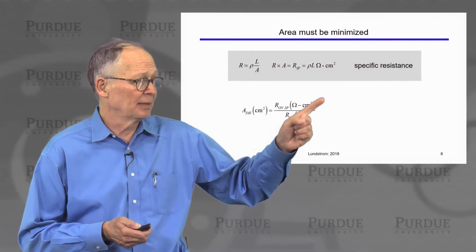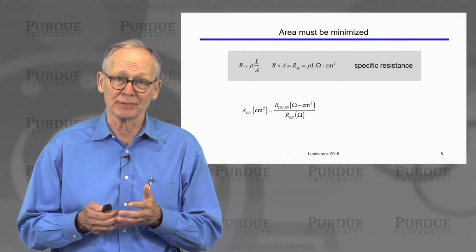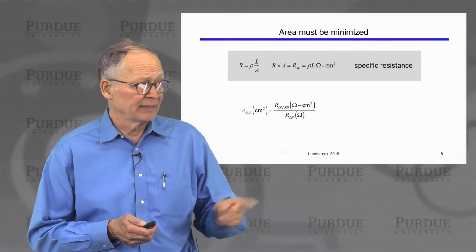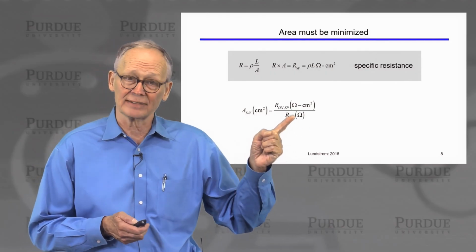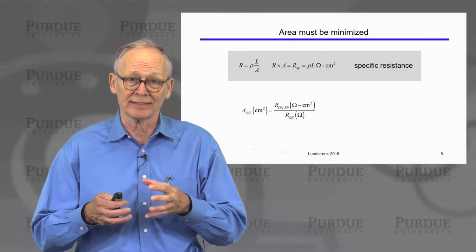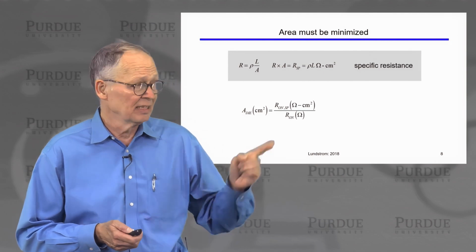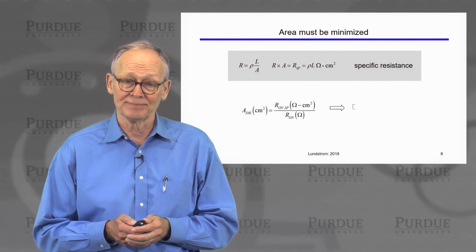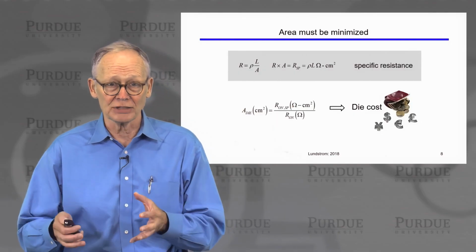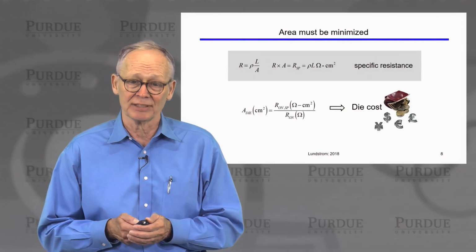So if I have some technology that gives me a certain specific resistance, the units of specific resistance are ohm centimeter squared, resistance times area. Then if I have some target on resistance I need for the application, the area of the die, or the silicon die or semiconductor die that I need in order to achieve this on resistance is going to be given by this simple expression. Area is important because it translates to cost for the power semiconductor device. We want to keep the area as small as we can.